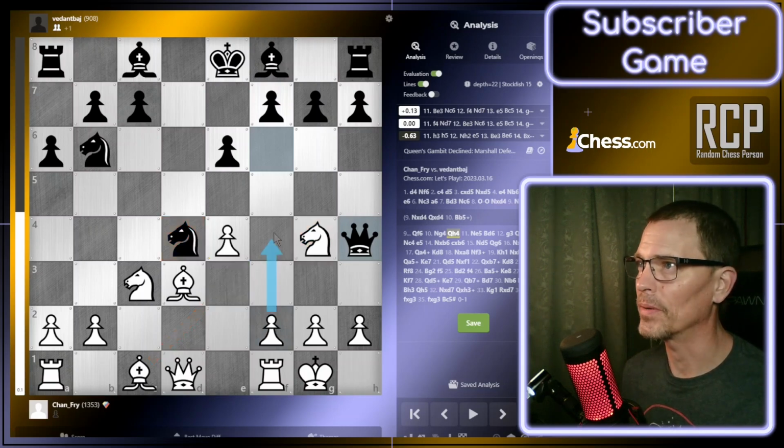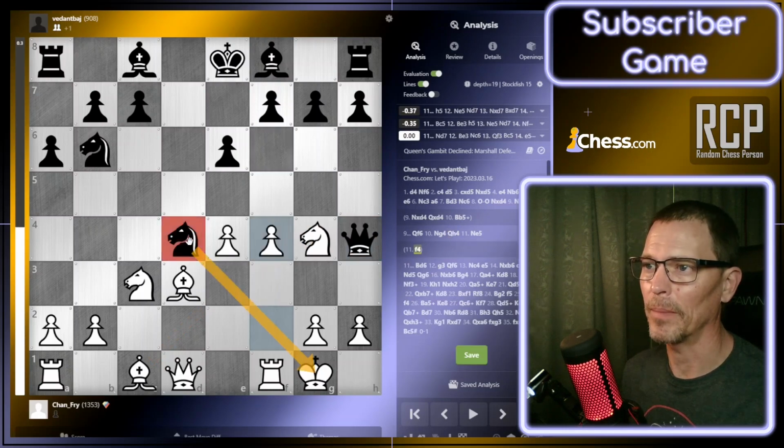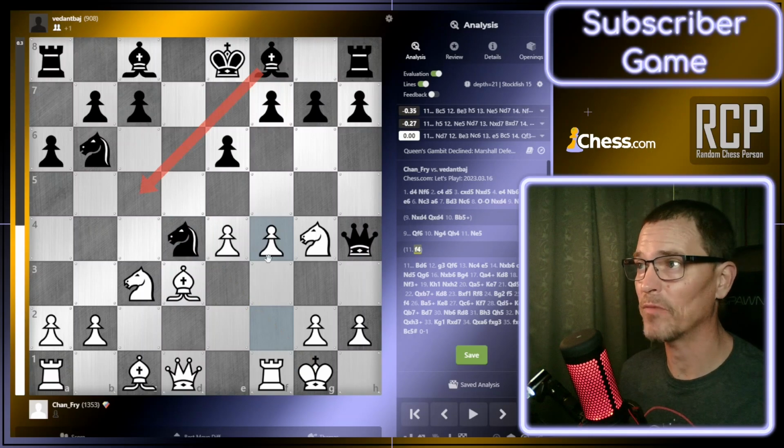What does f4 do? It opens this up, but that's not a diagonal moving piece. Well, what's to keep them from doing this now that I've moved the f-pawn? And it says that's their top move. Well, one of their top moves. It didn't have that listed as what they would have done.